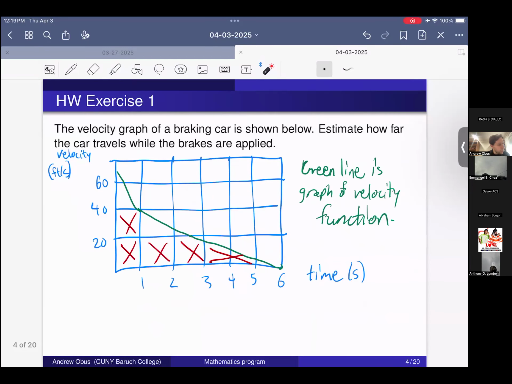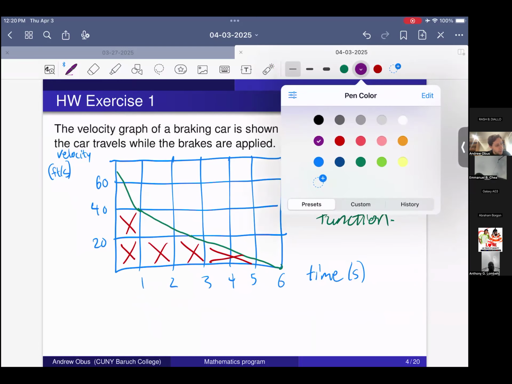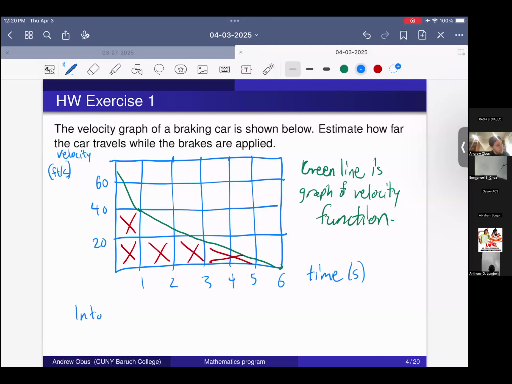So over here it looks like we got about 5 boxes, and then I would estimate that I've got about 6.5 boxes in total, right? I would guess this is about 6.5 boxes in total. And so 6.5 boxes. Yeah, James says 120, which is a reasonable estimate.